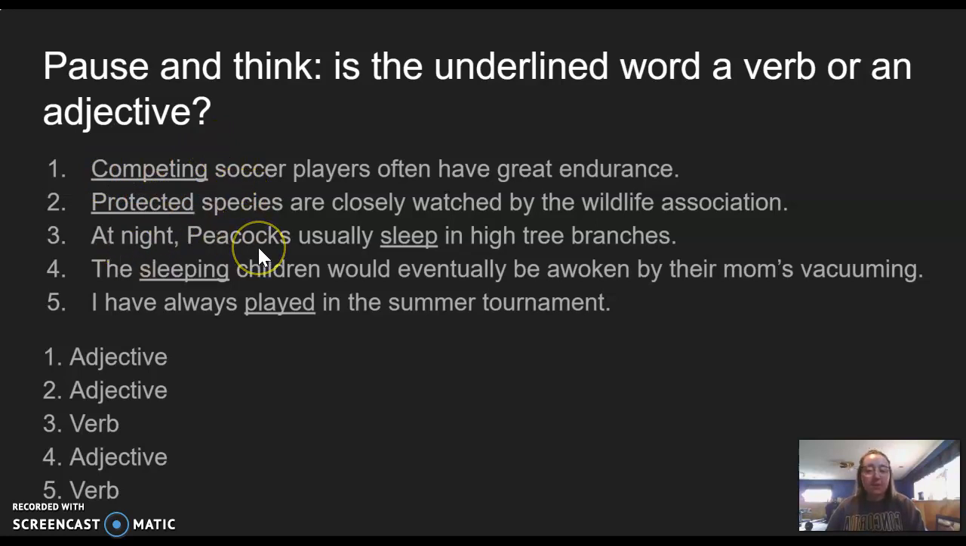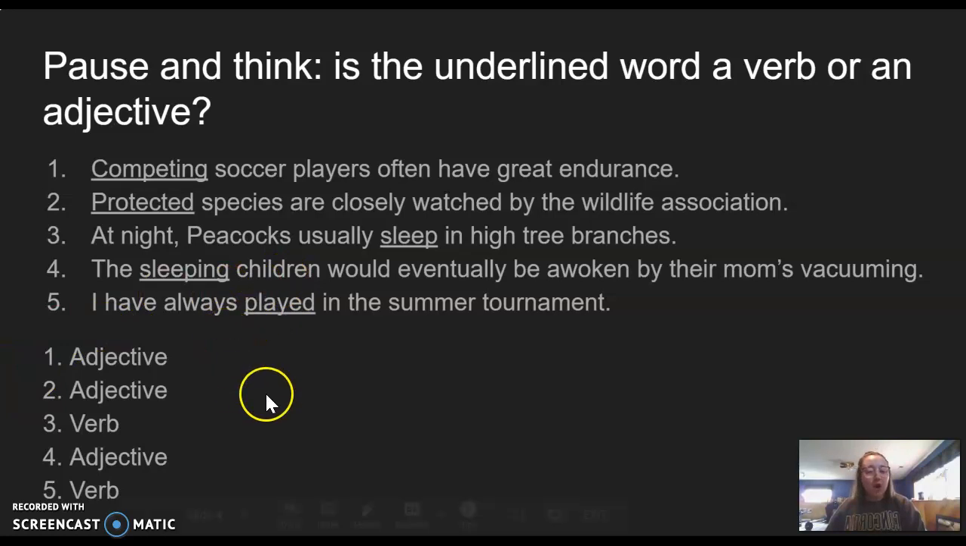Number three, at night, peacocks usually sleep in high tree branches. So here, the peacocks are sleeping. That is a verb. Number four, the sleeping children. I wanted to kind of trip you up, use the same word. The sleeping children would eventually be awoken by their mom's vacuuming. That was literally my entire childhood. But so then here we have sleeping, describing children.